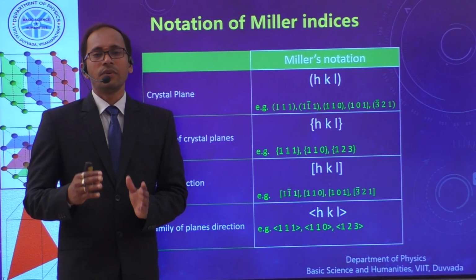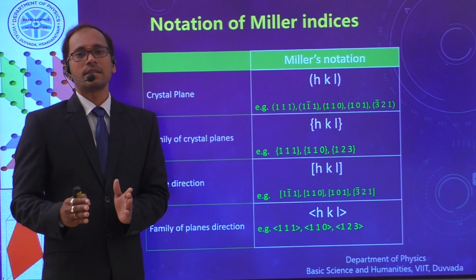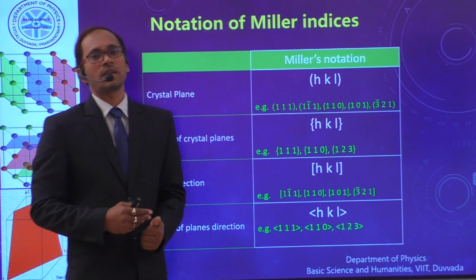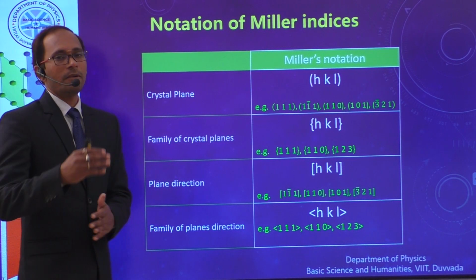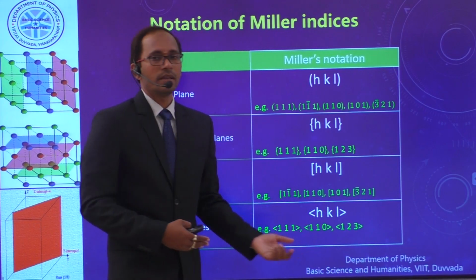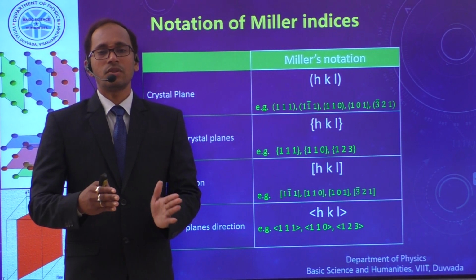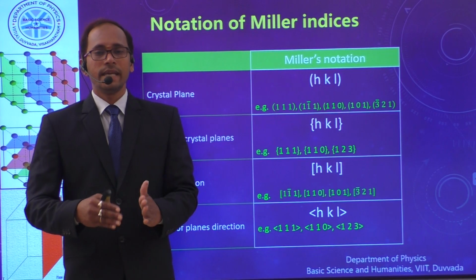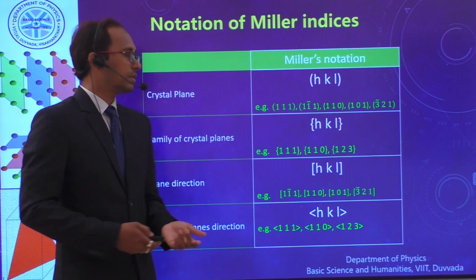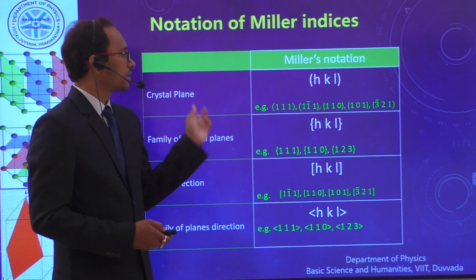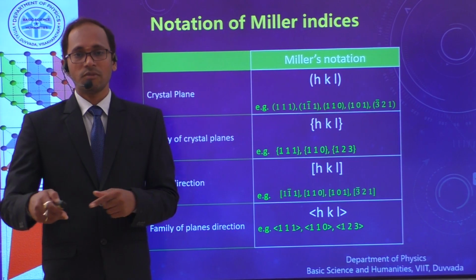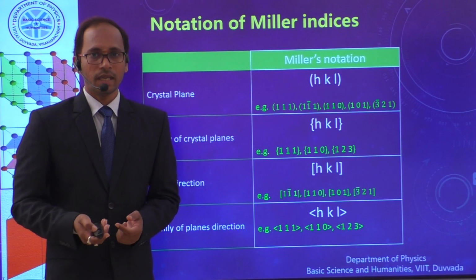Direction of plane. If you say this is the direction, your representation should be with a square bracket, [hkl]. Similarly, for the direction of a family of planes, you have to keep it within less than, greater than signs, <hkl>. h, k, l are Miller indices. So this is the notation. Whenever you write 1 1 1 within normal brackets, that represents a plane. If you write it with curly brackets, that is a family of planes. So you have to be careful.